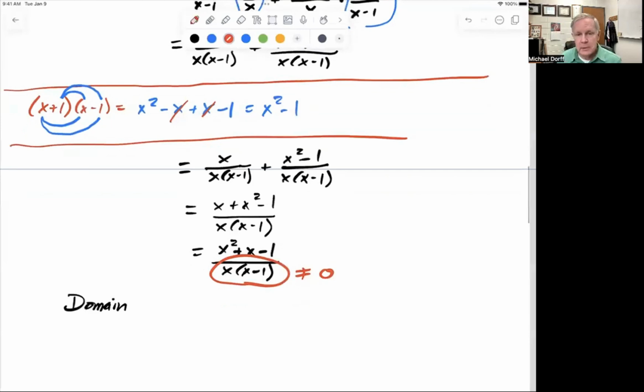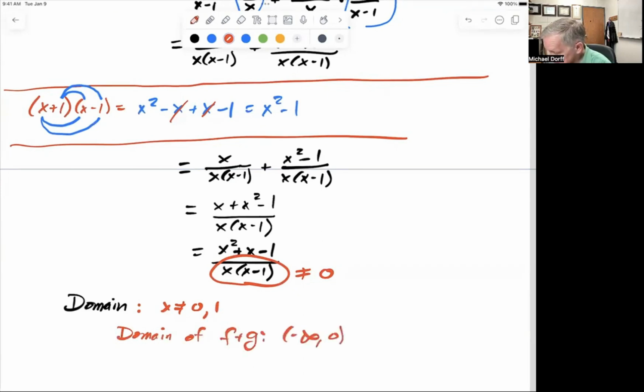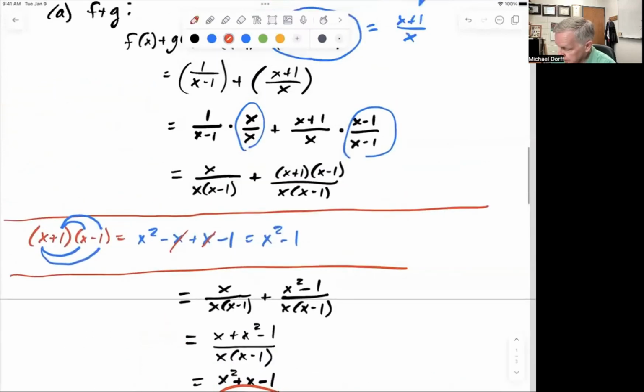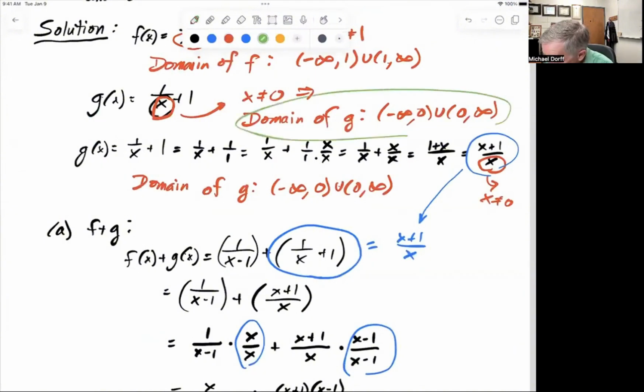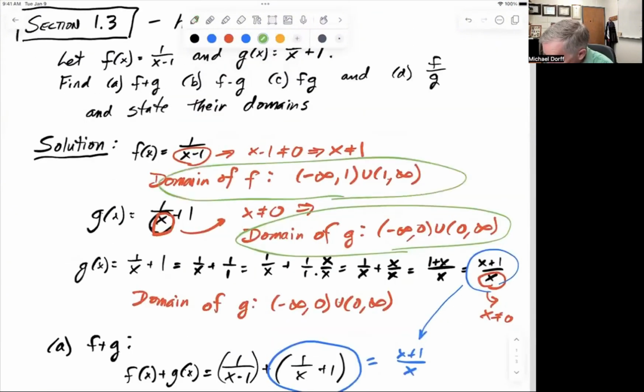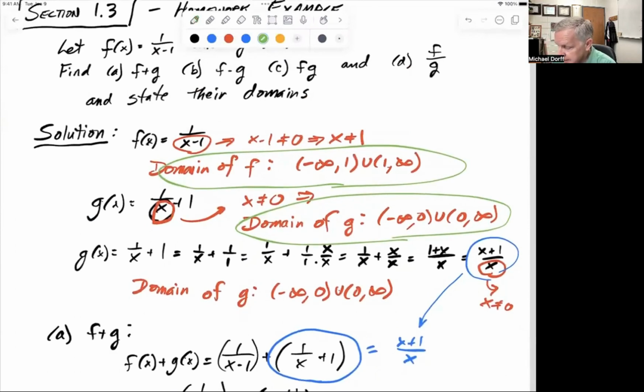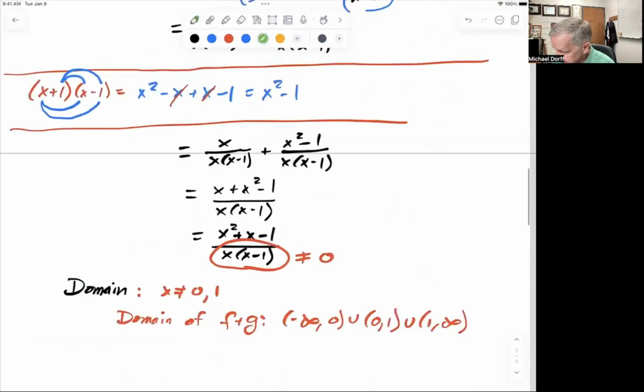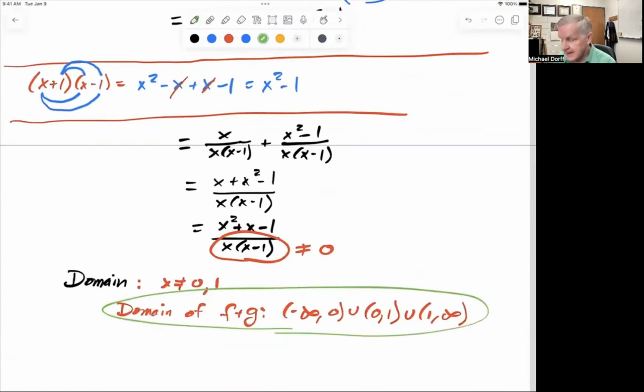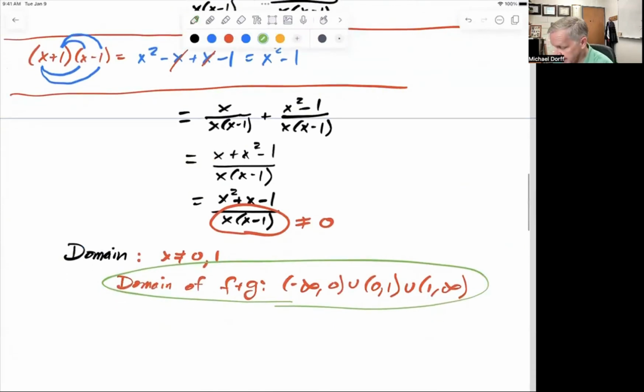All right. So when can the denominator equal 0? Well, it would equal 0 if x is 0 or x minus 1 equals 0, which would be x equals 1. So for the domain, we have x cannot equal 0 or 1. And so the domain of f plus g is negative infinity to 0, union 0 to 1, union 1 to infinity. Now notice that when we started off here, my domain of g was this, and my domain of f was this. All right, f couldn't be 1, g couldn't be 0. And in this particular case, the domain of f plus g is a combination of those two, where we can't have 0 and 1.